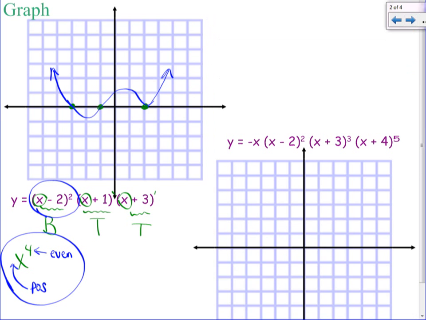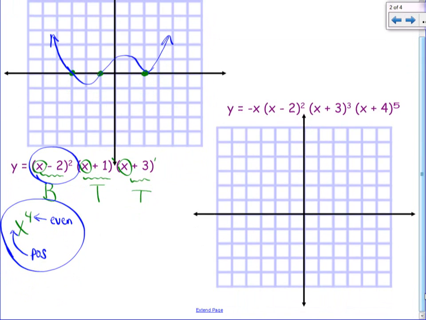Okay, so let's put our dots on here. Where are we going to put dots? 0.